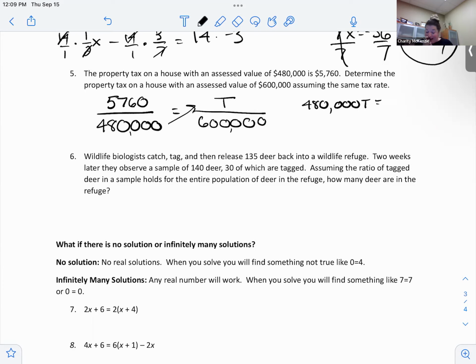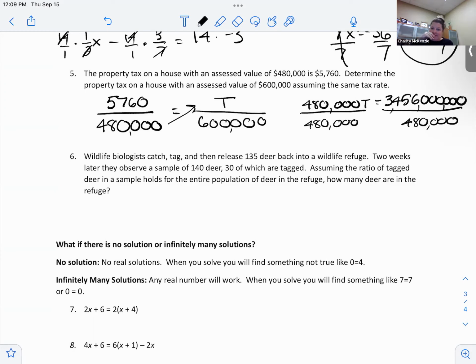So this one times this one is 480,000 t equals, I don't know, a huge number. So 600,000 times 5760. Oh my goodness. I knew it was going to be big. It's in the billions. That's how much money I have in my bank account. Just kidding. Now divide 480,000 into this big old number, and you'll have your solution.